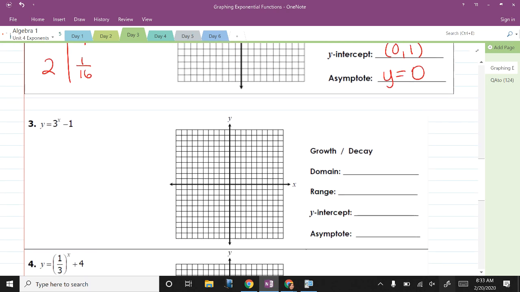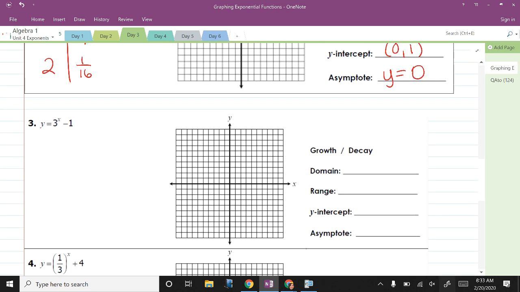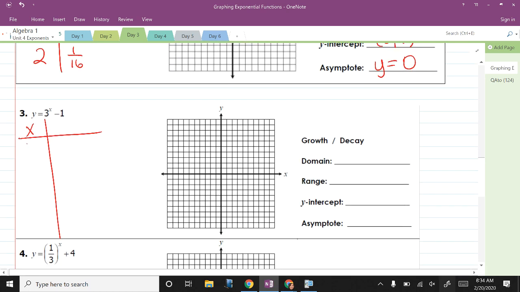All right, number 3, it gets harder. So this one gets a little harder. We have 3 to the x power, there's our exponential part, and then minus 1. So we have to do the exponent and then subtract 1. We still want to pick our same x values. Trust me, you don't want to pick any bigger numbers than those. It's going to be 3 to the x minus 1, and that'll get us a y.